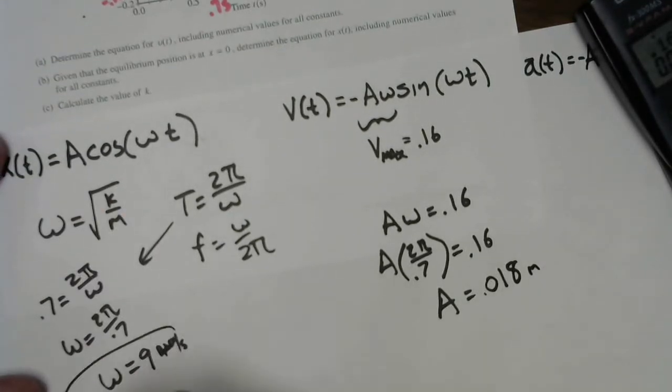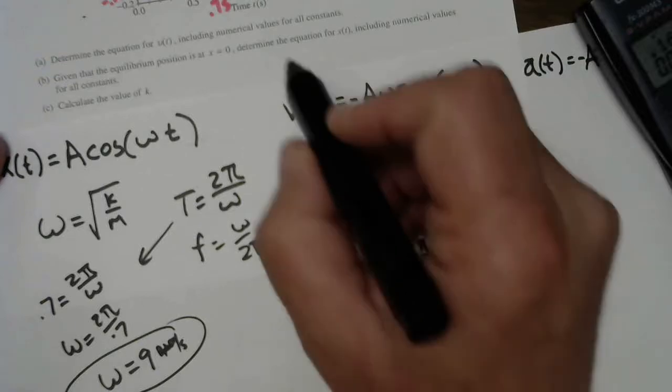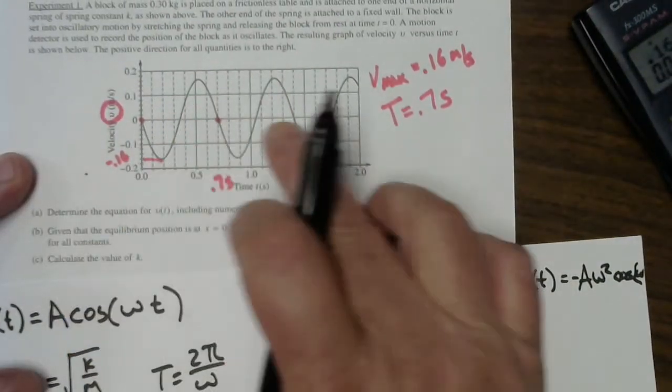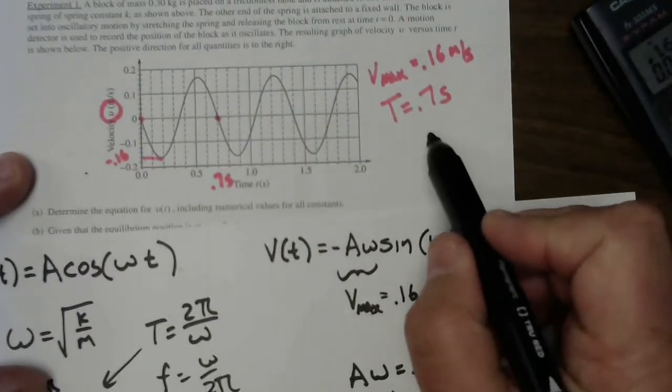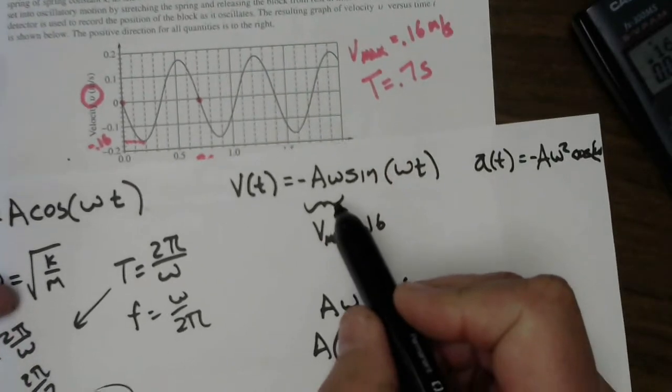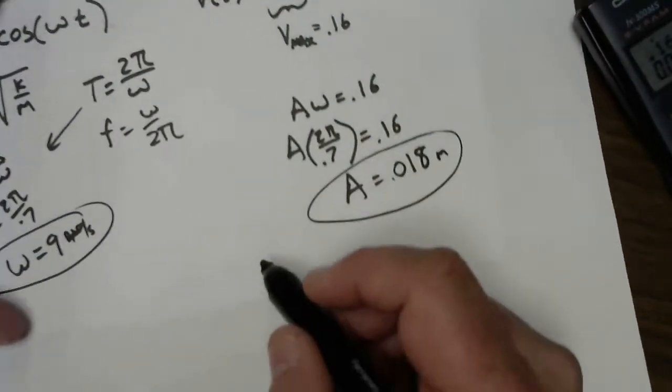Okay, so I have some information. I got it from the graph, from the physical extent of the graph, finding the period and the maximum velocity, and knowing what the equation looked like. And now I can answer part A.